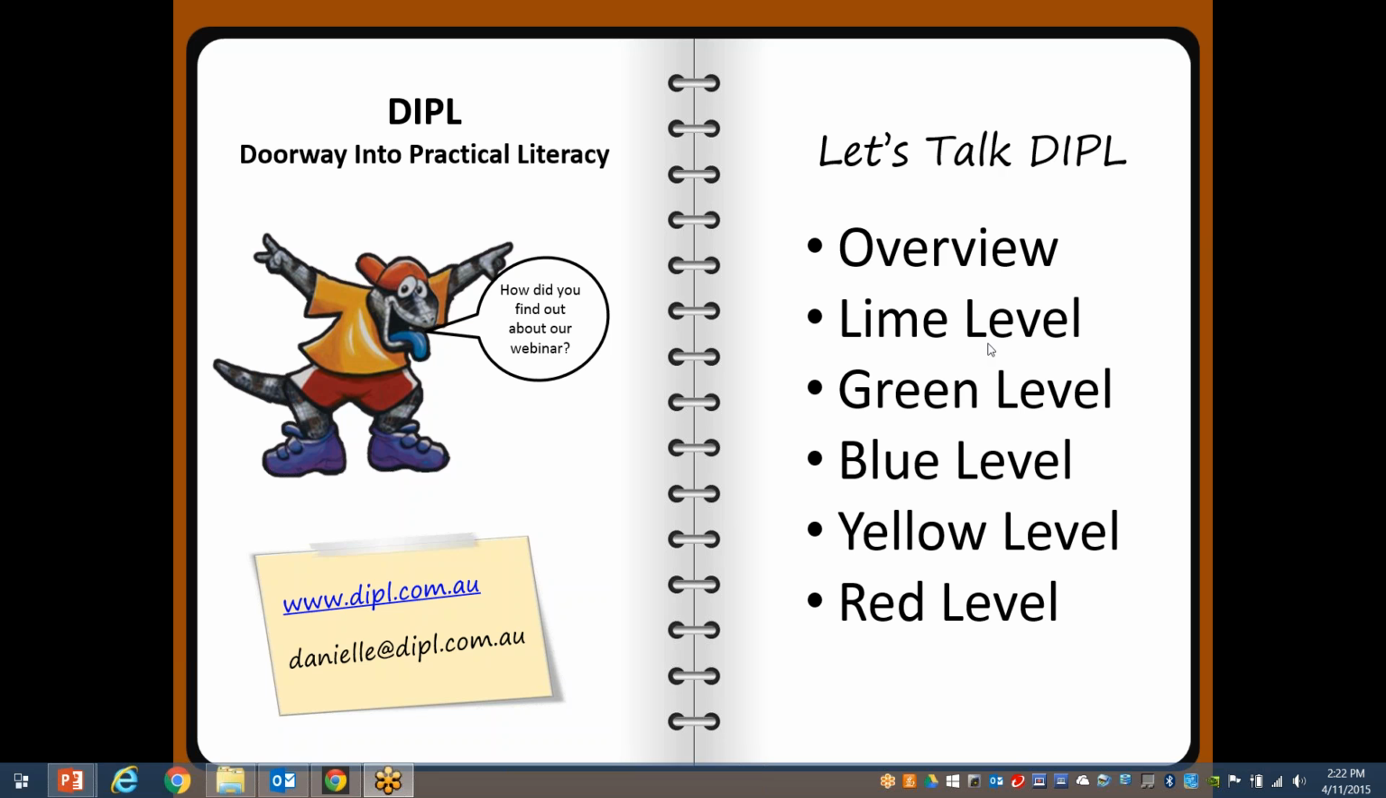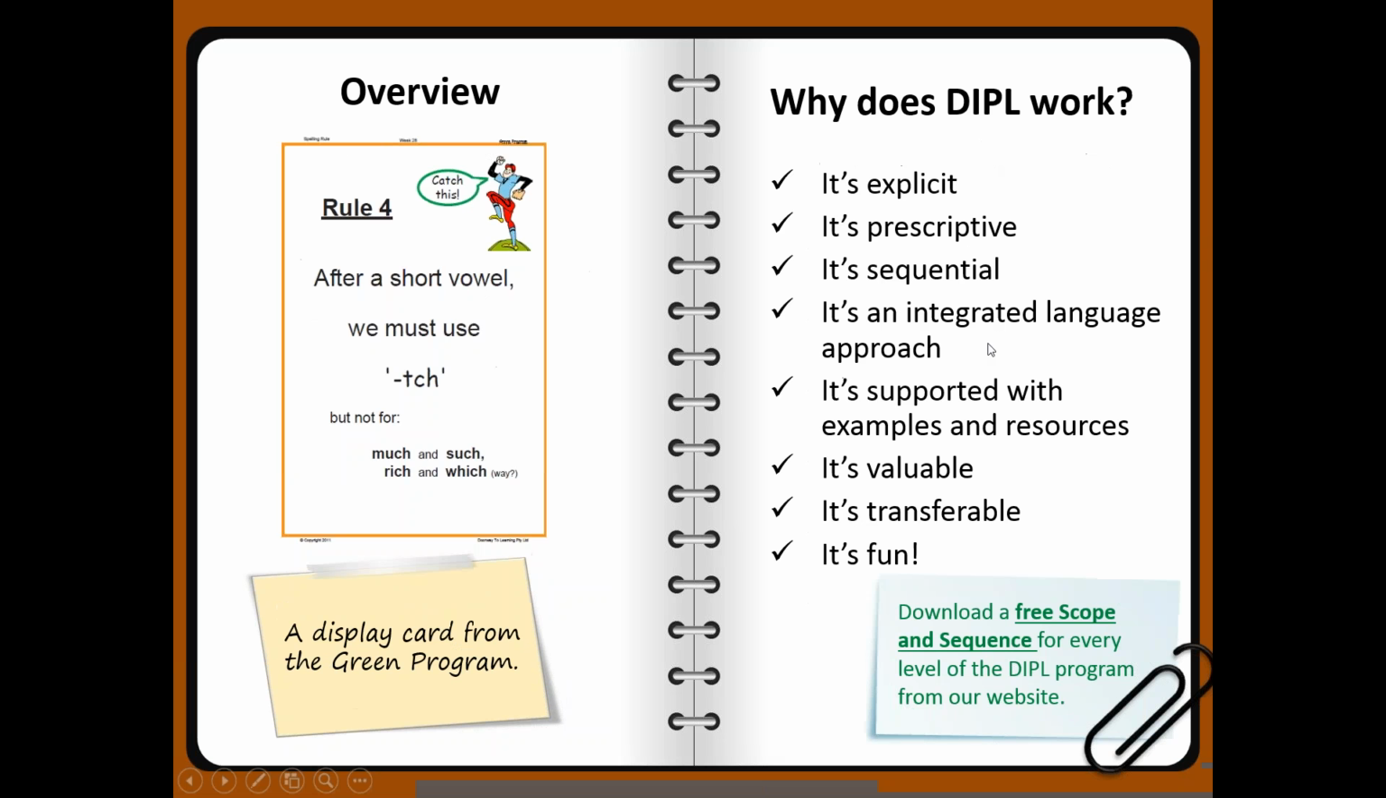Let's talk about DIPL. DIPL is an explicit program and it is prescriptive in the sense that students complete activities each day to help cement their learning on very important skills and knowledge. It is sequential. It scaffolds their learning not only throughout 1 year but across the years of schooling so that students don't come to grade 6 with gaps in their knowledge or areas that have been missed.